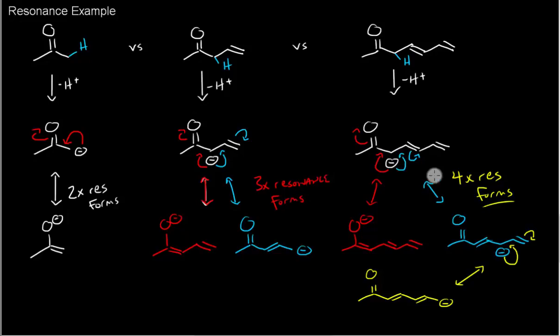Okay, so in that case, this is going to be the most stable conjugate base, which means that this molecule on the top is going to be the most acidic conjugate acid. And then this molecule in the middle is going to be the next most acidic, and this molecule on the very far left is the least acidic. And this molecule on the right is the most acidic.